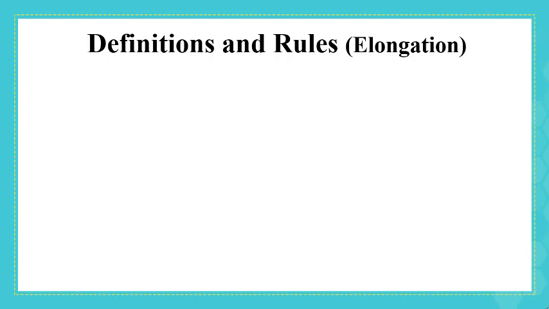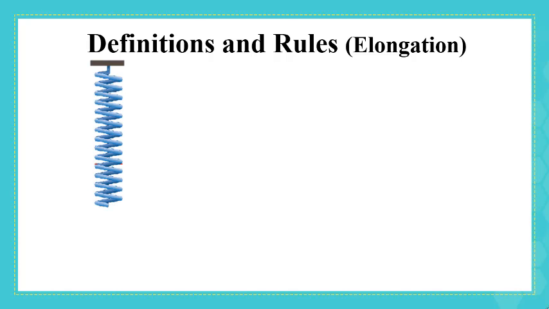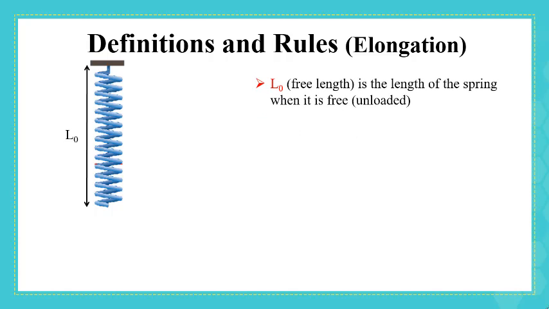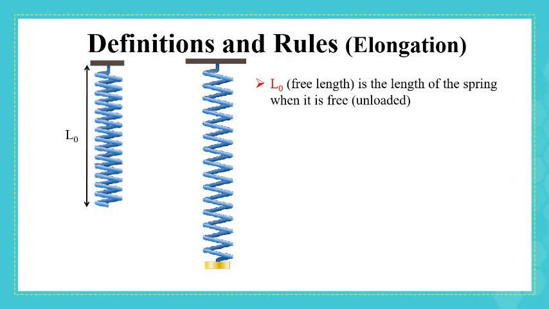Hooke is the scientist who did an experiment to find the relation that helps to calculate the magnitude of tension force. But before starting Hooke's experiment, you have to recognize these definitions and rules. The length of the spring when it's free and unloaded is represented by L0, that's the free length. While when loading this spring by a mass, this spring will elongate, and the length of this spring when loaded is represented by L, the extended length.